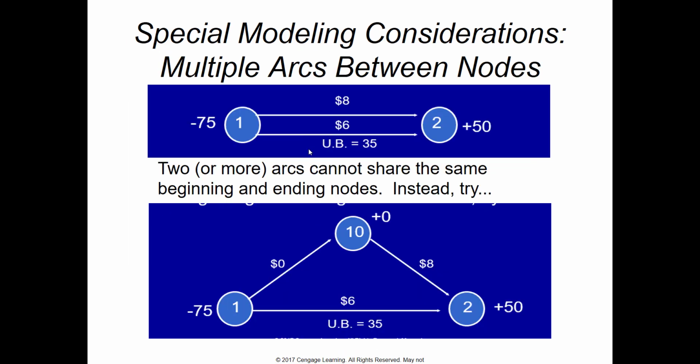Now let's talk about another situation, where we have two arcs with different costs that connect two nodes together. For example, you have a street where one is the regular line and another line is a fast line. The fast line costs more and the regular line costs you less, but it has an upper bound.